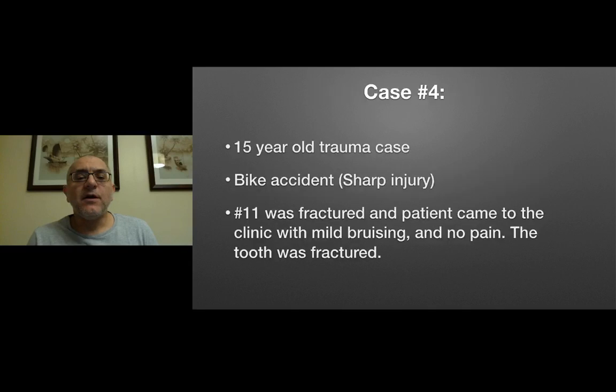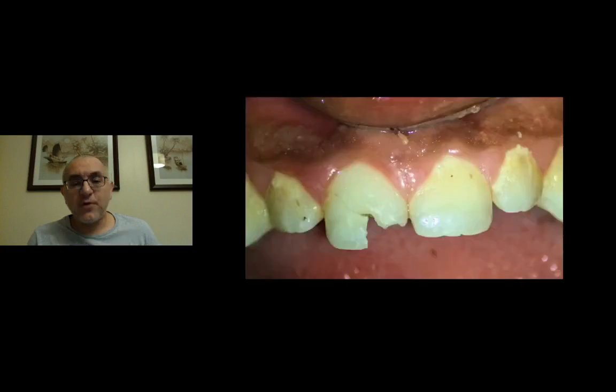Now, this is an unusual case. This case number 4 is a traumatic injury case. It's a 15-year-old boy who had a bike accident. Sharp injury, he fell onto some ceramic flooring, and he fractured his upper central. The patient came in with mild bruising of the lips, no pain related to the tooth, and the tooth was fractured. And this is the preoperative of the boy.